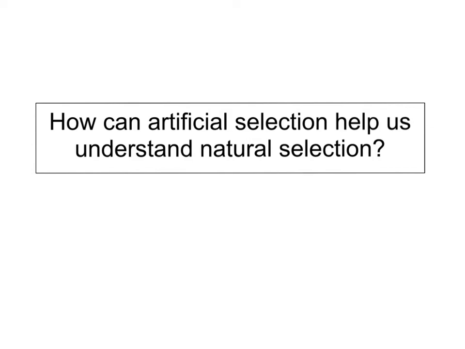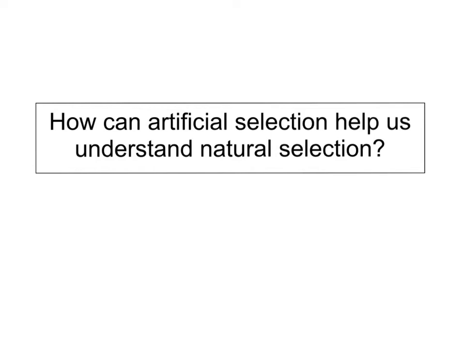Hello, Biology 107 fans. We left off in class talking about the two theories that really unify all of biology, the cell theory and the theory of evolution. And we were going to talk about how artificial selection instead of natural selection can help us understand the process of natural selection. So what is artificial selection?